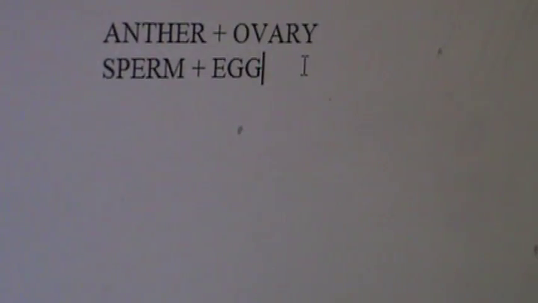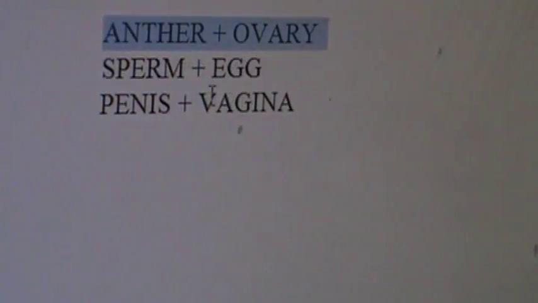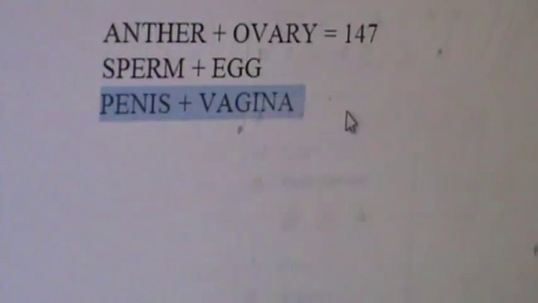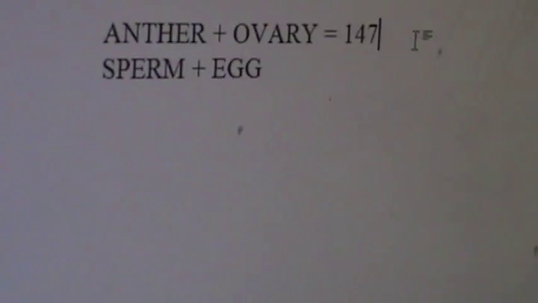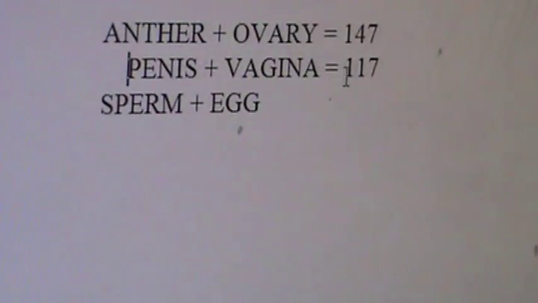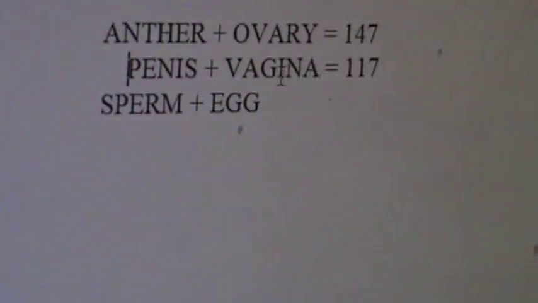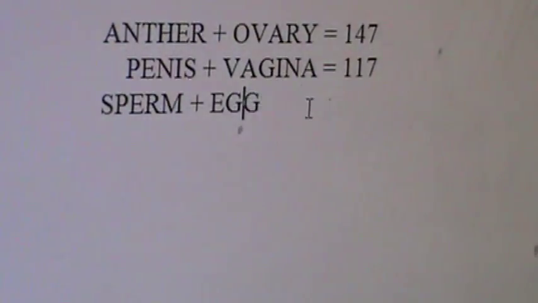Okay, 90-90, kind of like penis plus vagina. Threes, threes. Anther plus ovary. In fact, it's just silly how beautiful the comparison is. They differ by 30 exactly. Like, that's pretty glaring, isn't it? Anther plus ovary, 147. Penis plus vagina, 147. Welcome to the awakening, folks. Every letter is what it's supposed to be.